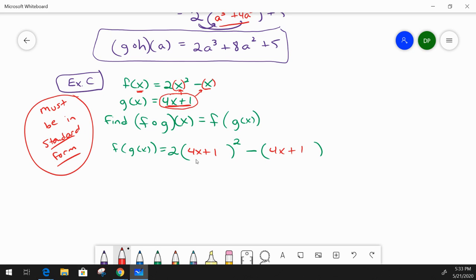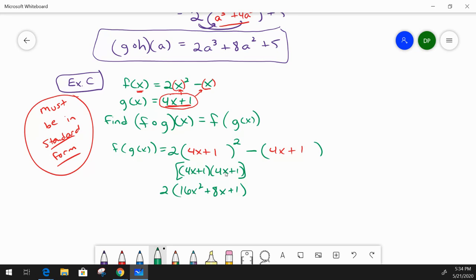Which means you must simplify this. So we are going to start with our exponents, 4x plus 1 squared, which means take 4x plus 1 times another 4x plus 1. So when I multiply those two binomials together, I'm going to get 16x squared. I'm going to have 4x on the outside, 4x on the inside, which would give me a positive 8x in the middle. And then 1 times 1 would be 1.